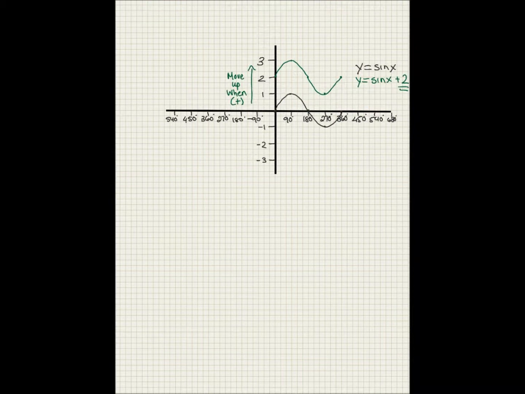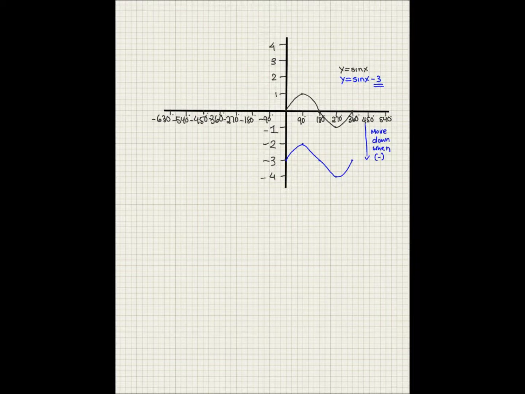Here we're moving the graph 2 units up because we have y equals sine x plus 2. So we move all the values 2 units up. Here we're moving the graph 3 units down because we have y equals sine x minus 3. So we move all the values 3 units down.